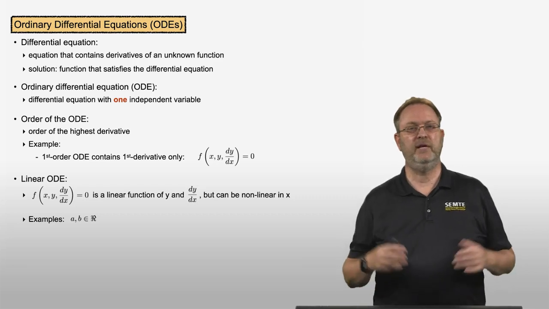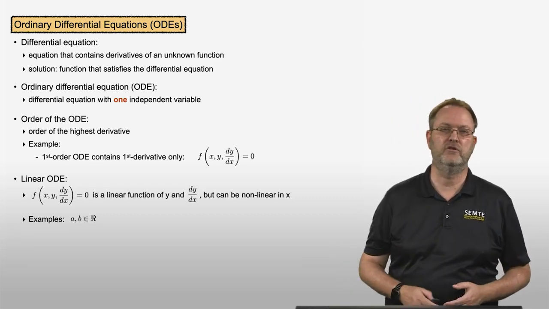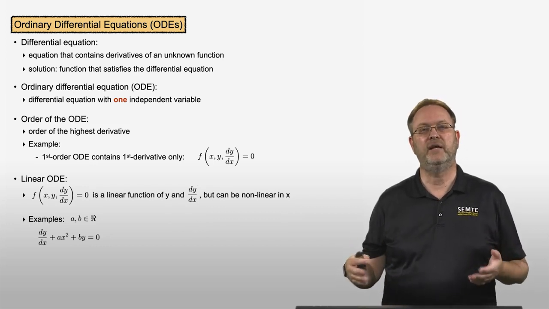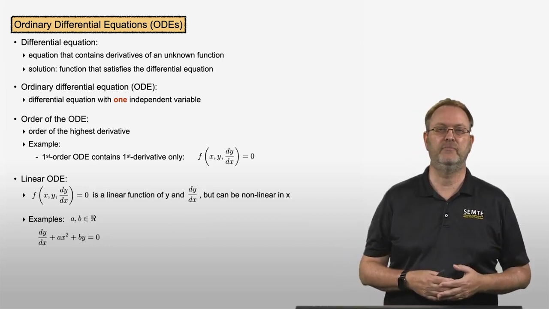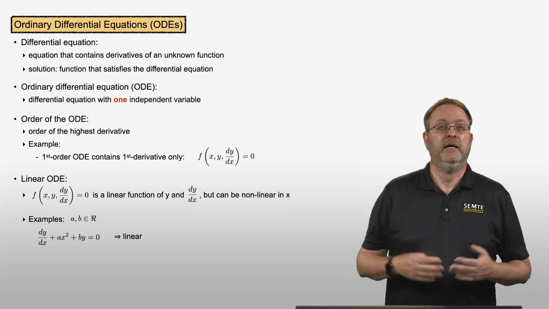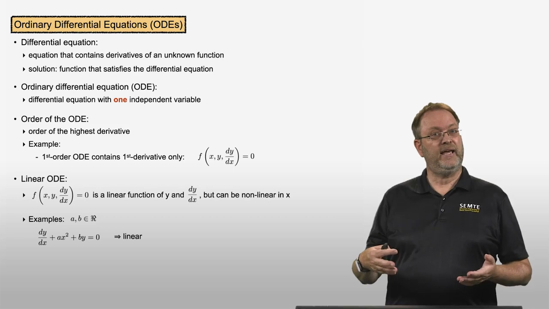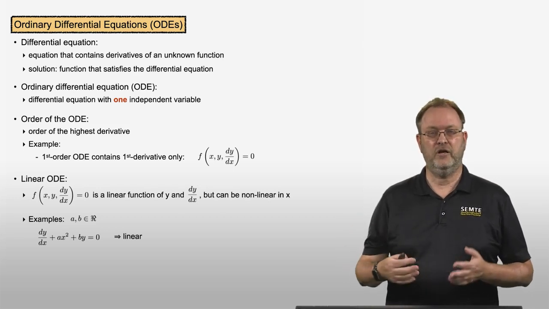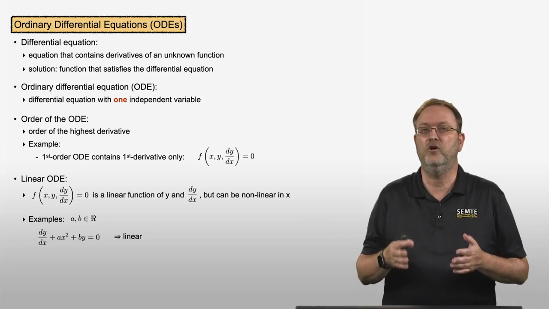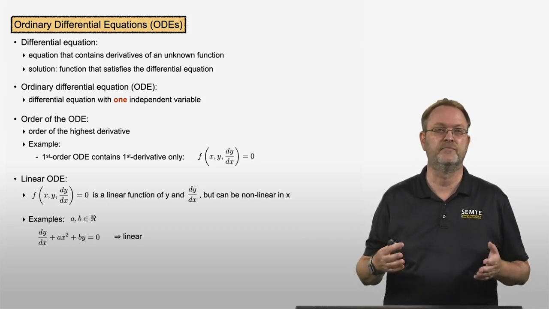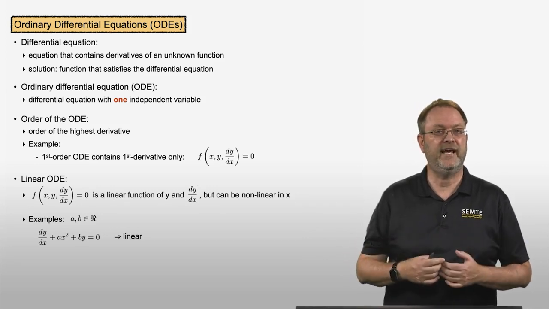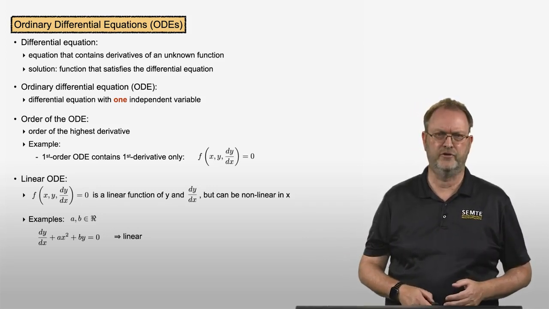So here's an example. Let a and b be some constant real numbers. Then the ODE dy/dx plus a times x squared plus b times y equal to 0 is linear, because even though there is an a x squared term, a nonlinear term in this ODE, that nonlinear term is confined only to the independent variable x. And the dependent variable y and its derivative dy/dx appear only in linear terms.